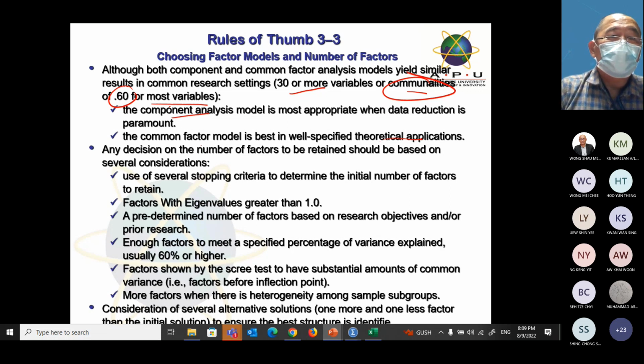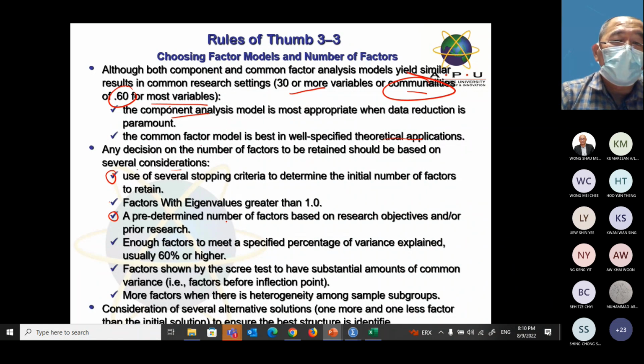So, any decision on the number of factors to be retained should be based on these few considerations. Okay, we see one by one. Use of several stopping criteria to determine the initial number of factors to retain. Use a few criteria. We see the first one is the eigenvalue. Yeah, more than one. Okay, discussed already. This one also discussed in the last class.